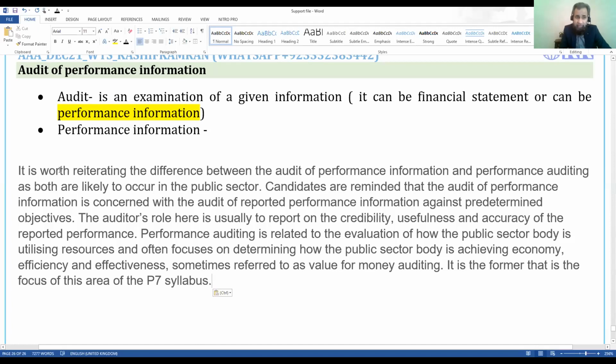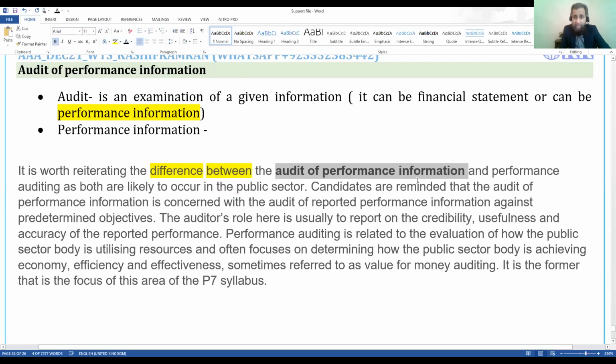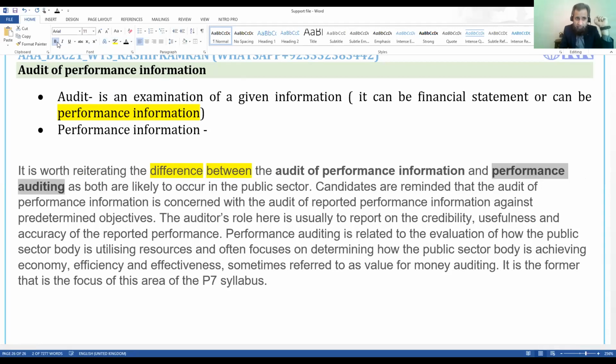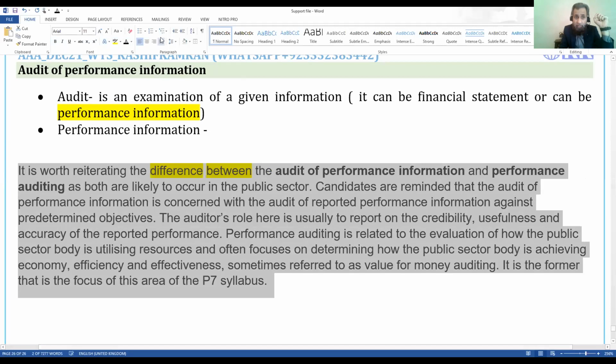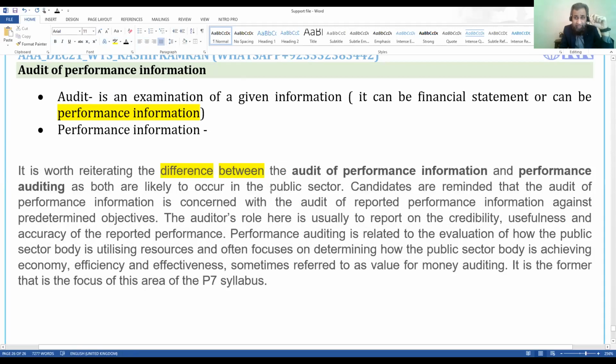It is worth reiterating the difference between audit of performance information, which is number 1 here, and the performance auditing. Is the examiner saying there are 2 terminologies? One terminology is the audit of performance information, and one terminology is the performance auditing, right? So the examiner is saying there is a difference between the two. One is the audit of performance information. Let's put that in black. And one is performance auditing. Let's put that in red.